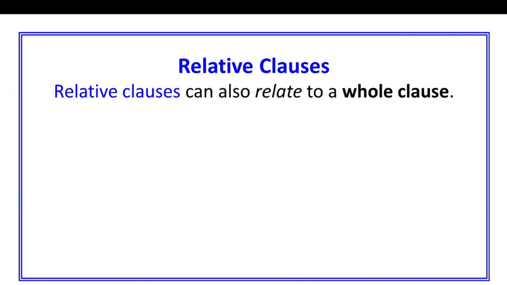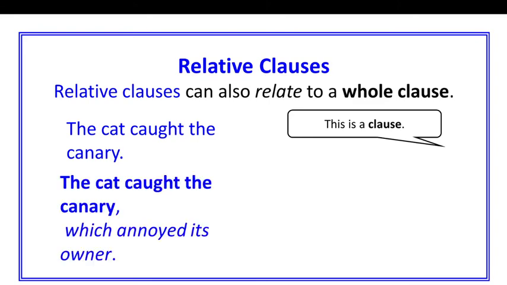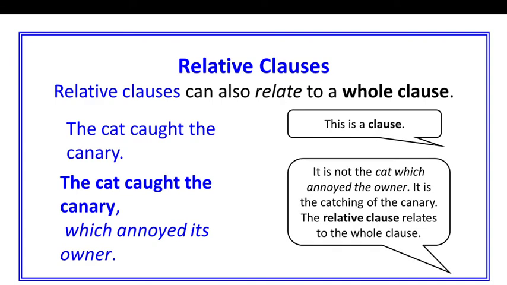So relative clauses can also relate to a whole clause. So it might not just be linking to a noun, it might be talking about the whole clause. So there's some examples here. The cat caught the canary. So this is a clause. So it's a phrase that we call a clause. The cat caught the canary, which annoyed its owner. So here, it's not the cat which has annoyed the owner. It's the catching of the canary which has annoyed it. So the relative clause relates to the whole clause. So the whole action of the cat catching the canary is what is annoying the owner there.